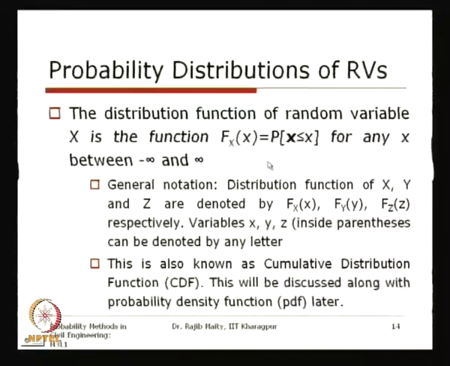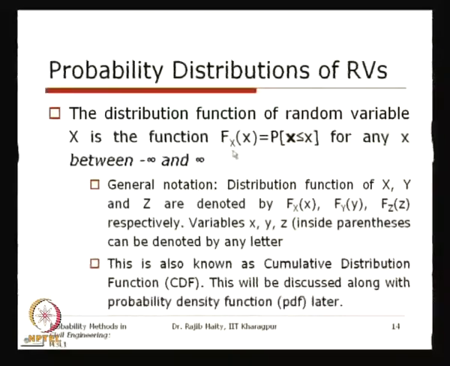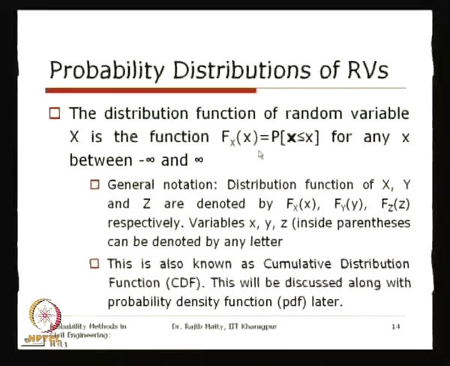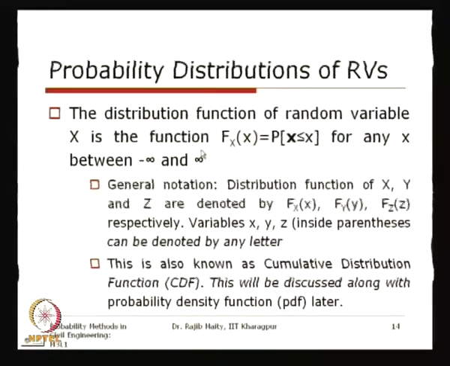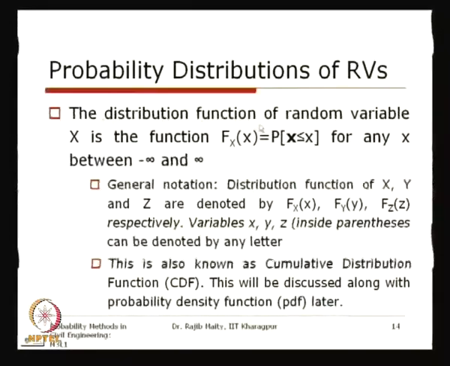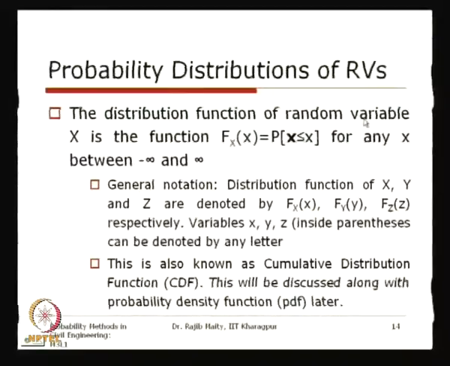So what we want to tell is that for a particular random variable, over this range, some probabilities are assigned for specific ranges, and how it is distributed over this real axis is known as the distribution function of that particular random variable.